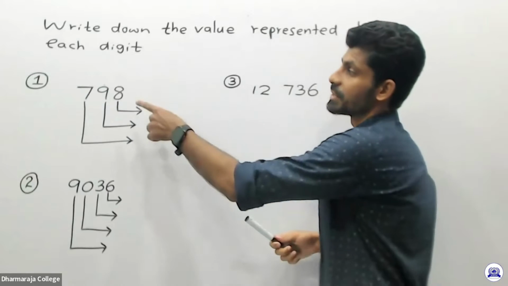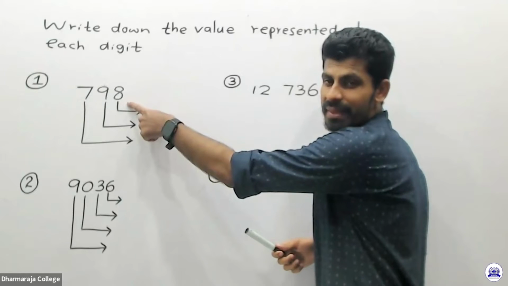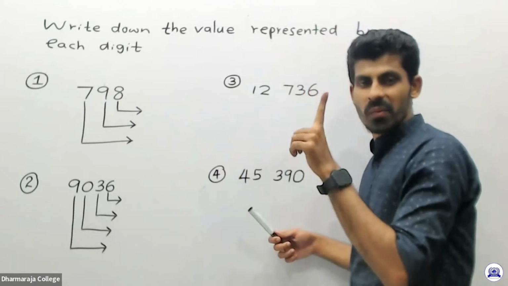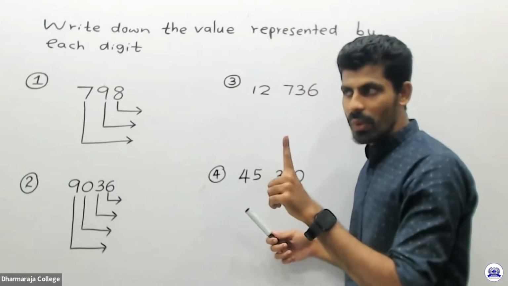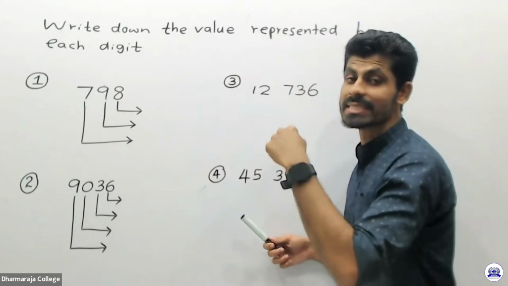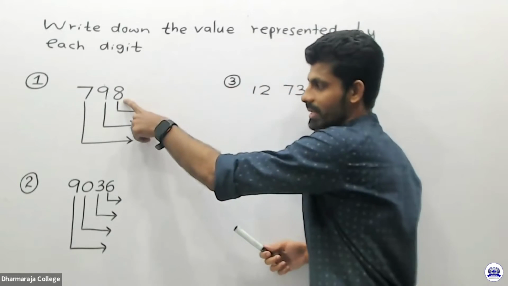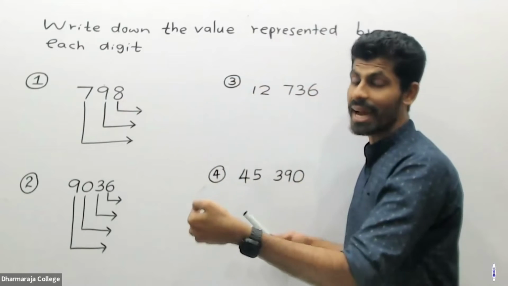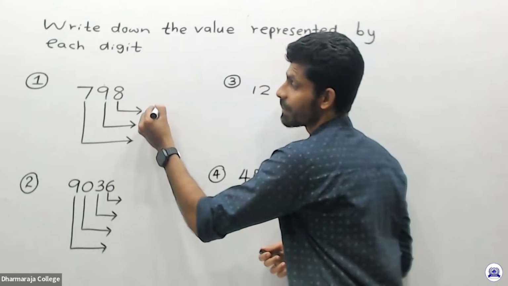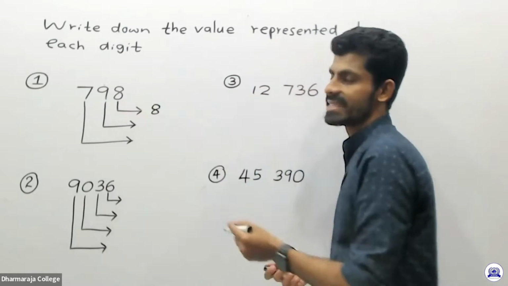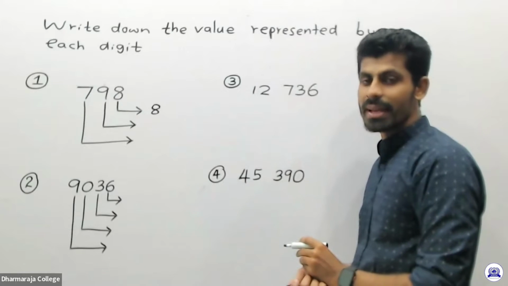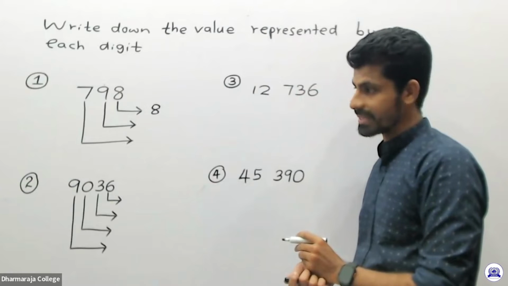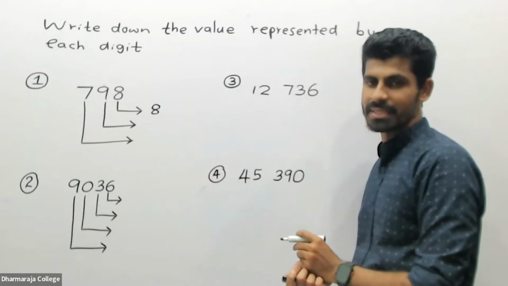798 means, so what is the value for this one? Ones place. Ones times 8, 1 times 8. That means what is the value represented by this one? 8. So that is the ones place.